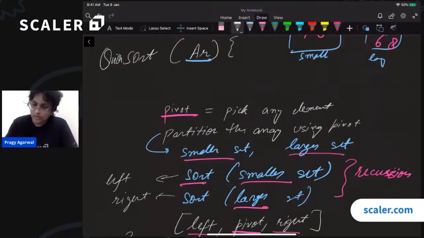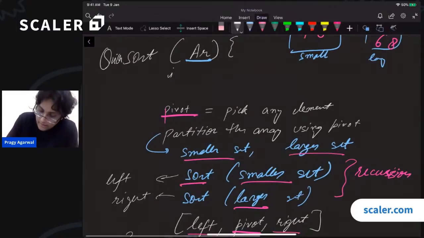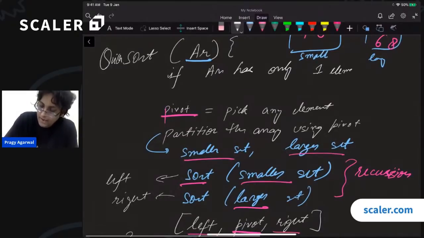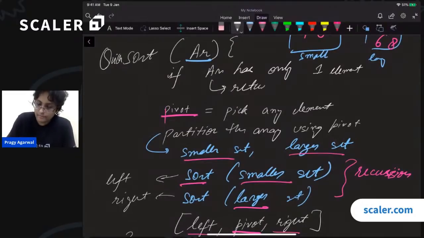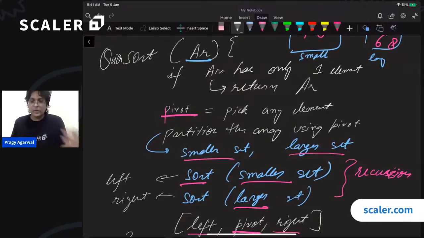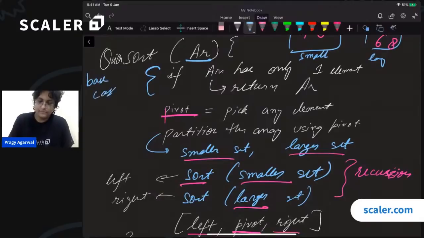If the array has only one element, then I can just return the array itself. I don't need to do anything. So this is the base case. And now with this, we have the quicksort algorithm complete. Is that clear? Any doubt so far?